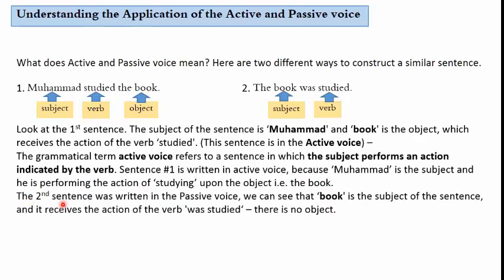The second sentence was written in the passive voice. We can see that book is the subject of the sentence, okay, and it receives the action of the verb was studied. There is no object in this, right? No object in this, so there is no maf'ulun bihi. In Arabic it is similar. Let us look at some examples in Arabic, inshallah.